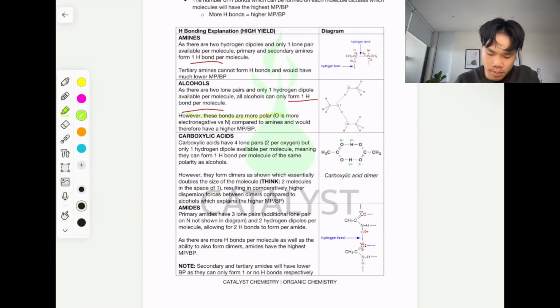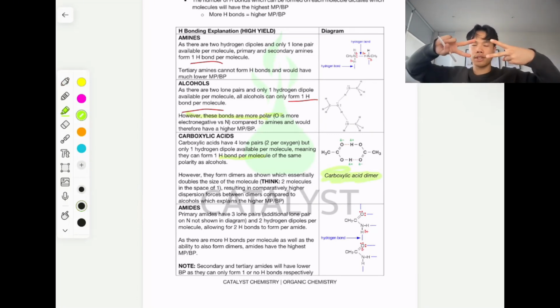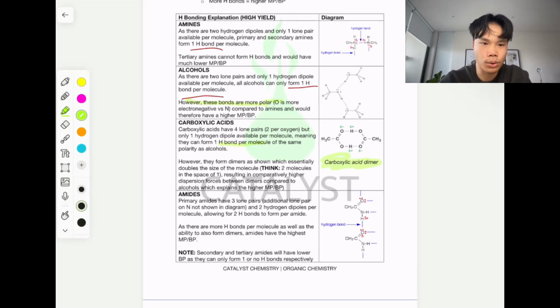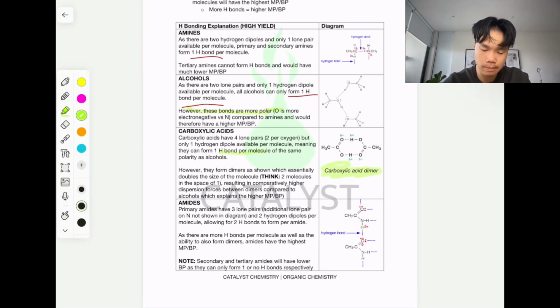Carboxylic acids, same, only one hydrogen bond per molecule, but they form dimers. And dimers are arranged sort of like two carboxylic acids interlocked, and they have relatively high dispersion force because they pack the molecules tighter together. Some schools also teach that it makes the hydrogen bonds stronger because the dipoles are slightly strengthened. That's also true. So whatever your school's taught, or if you want to take my reasoning, they're both correct.